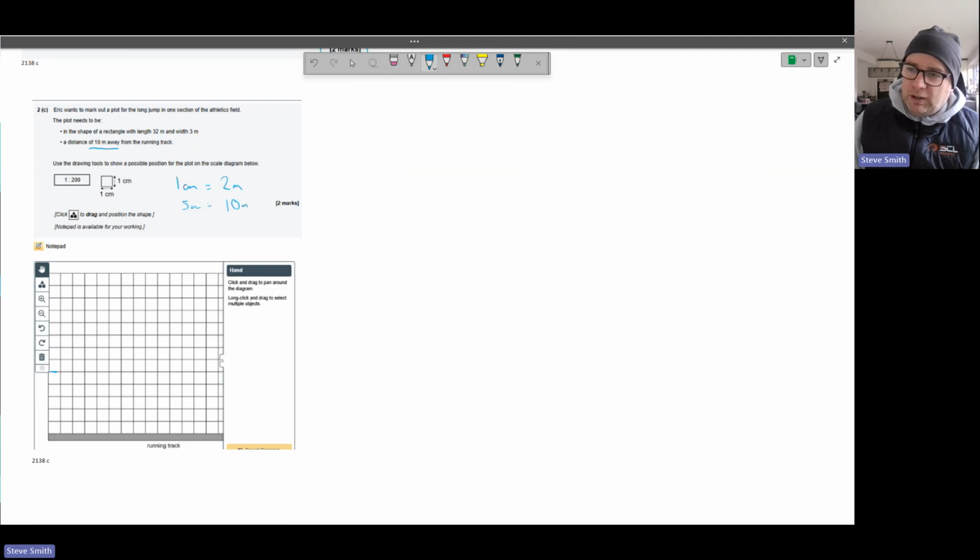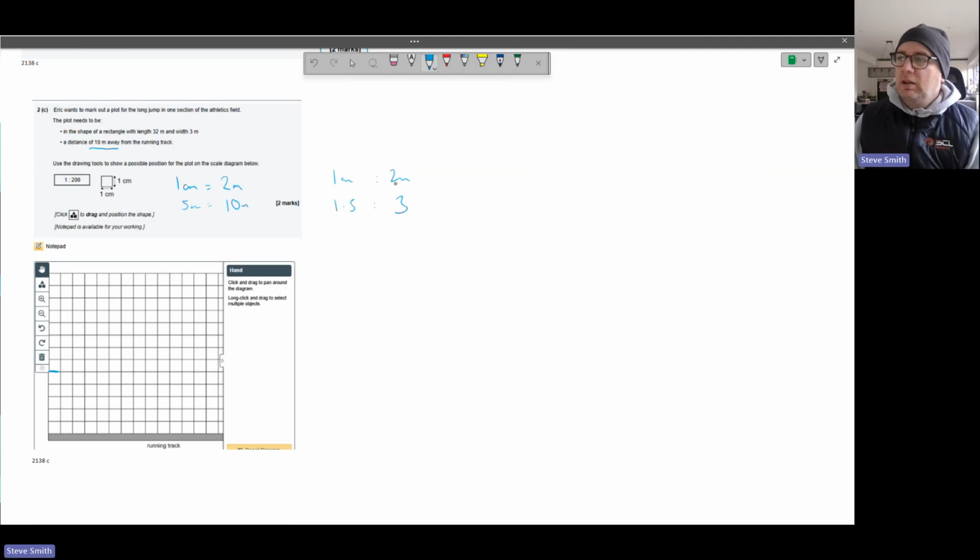So we're going to start here. That's where my blue line is. It can't be any closer to the running track than that. It has to be a width of 3 meters. So if I do it again here, 1 centimeter equals 2 meters, and I say 3, okay, that's half as big again, isn't it? So we go half as big again for that one.